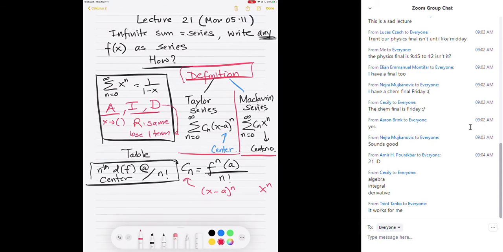Thank you, Trent. So here we go. Then the question is, in this block, how do I find the R and the I? Use the ratio test. First I'm going to deal with the how part, and then I'm going to deal with the why part.